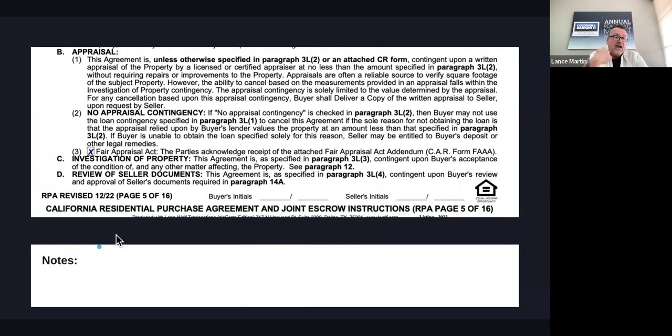Nobody wants to pay it, but I removed the contingency. My lender says, well, that's great, Lance, but we're not going to loan based on 500,000 anymore. We're now going to loan based upon 480. You've got to come up with that 20 grand. So it happens every day.